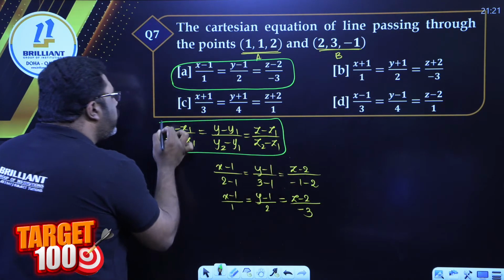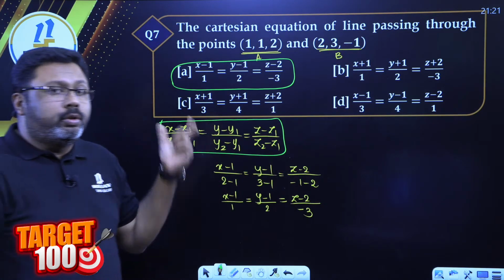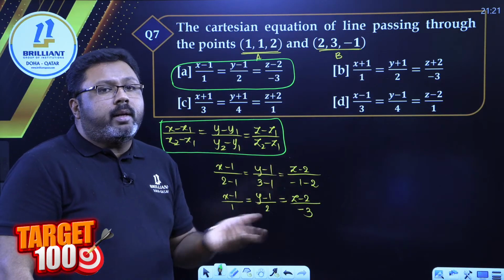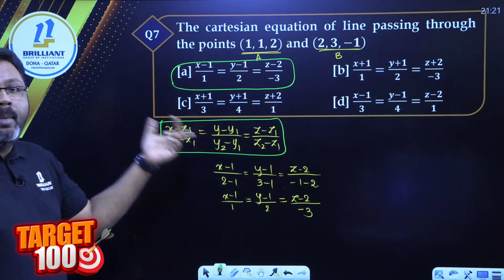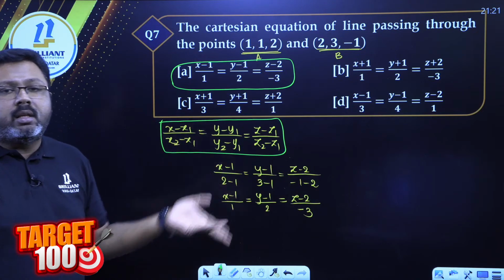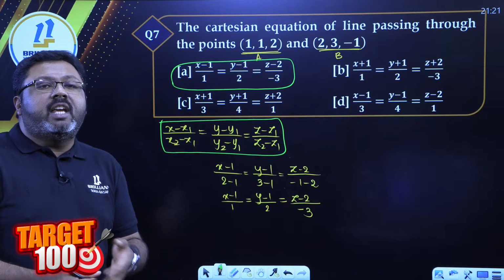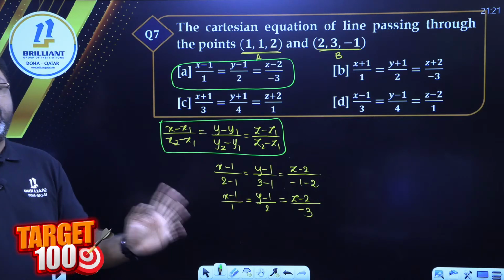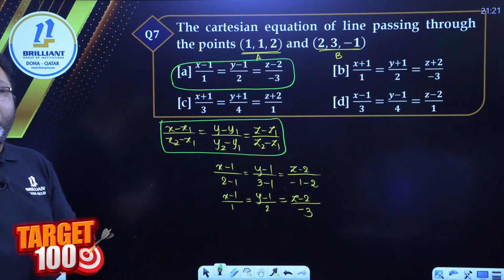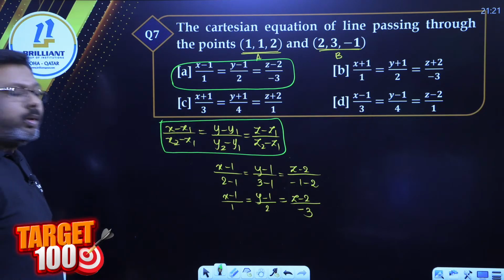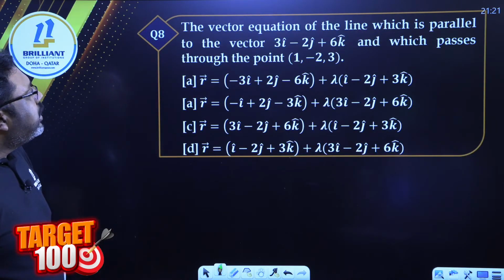Learn the formula, those who do not know it. Because it could be a standard question for 1 mark MCQ also. And maybe it could be a way to ask you a question for 5 mark also. To create a line, they will not give you the equation. They will say the line passes through 2 points. So you have to make the equation using this Cartesian form. Okay? Fine. Question number 8.